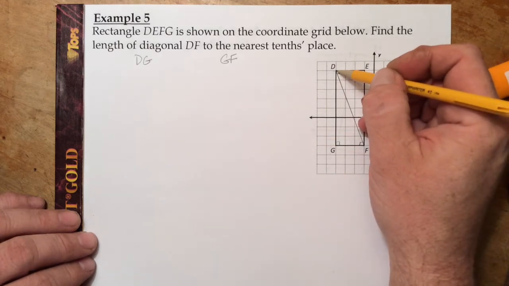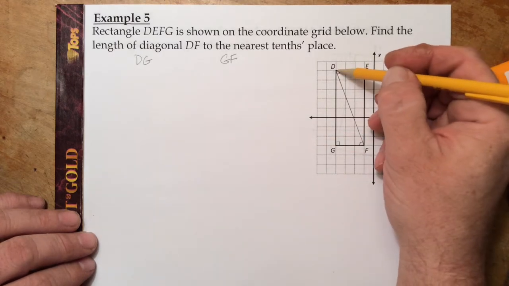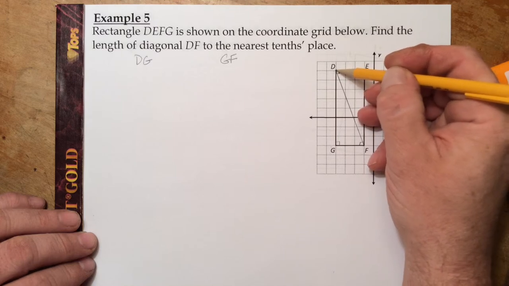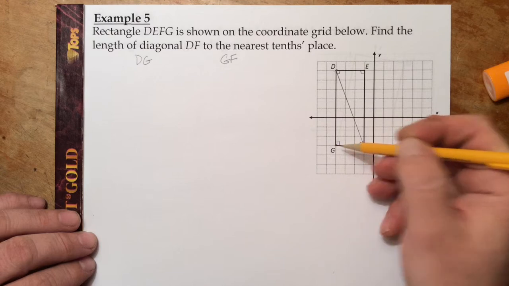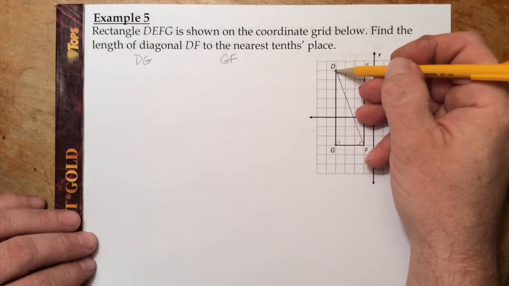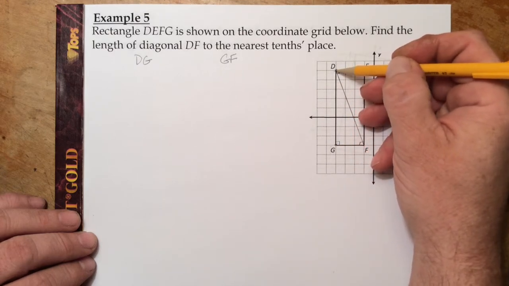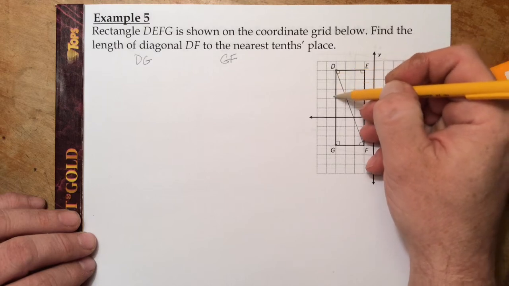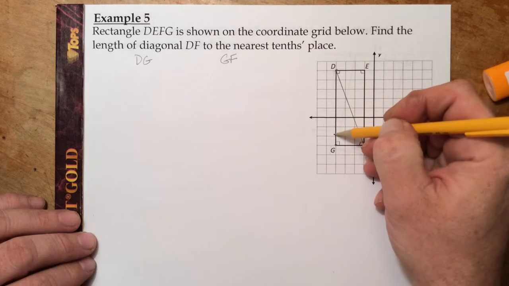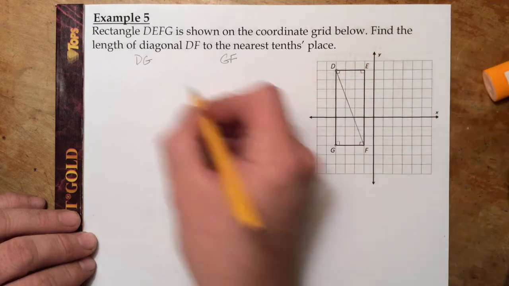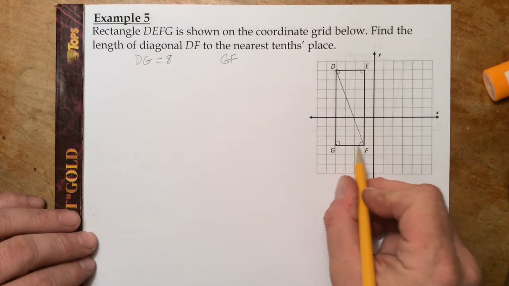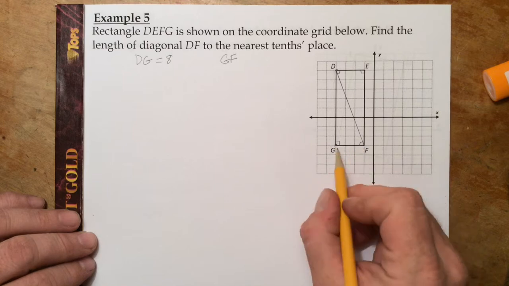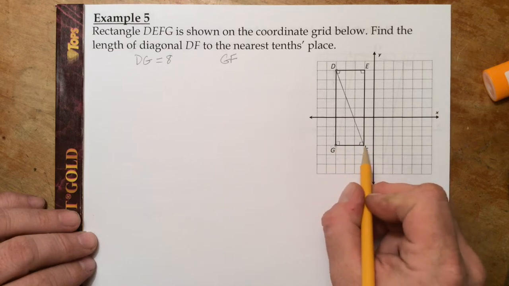For DG, we use the ruler postulate from long ago, where we take the coordinate here and the coordinate here, subtract, and take the absolute value, or simply count the spaces. Starting with D, count the spaces in between: 1, 2, 3, 4, 5, 6, 7, 8 units long. So DG is 8. GF, right here in the right triangle, would be 1, 2, 3 units long.